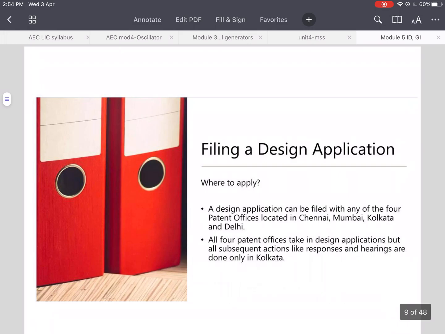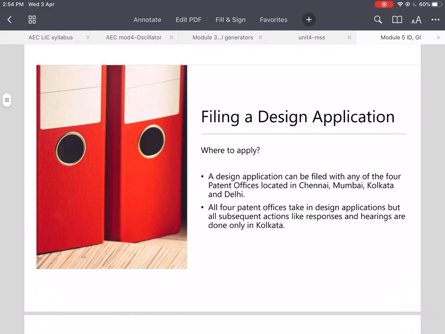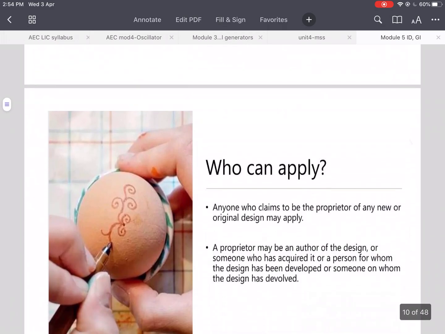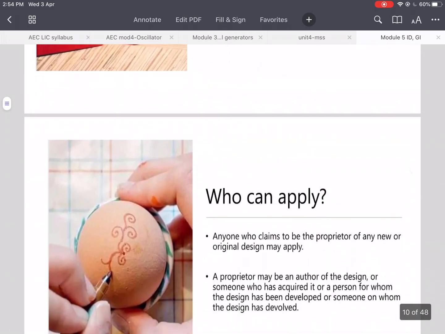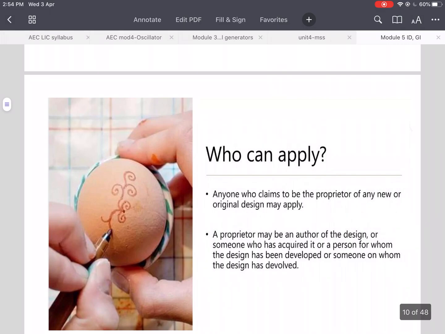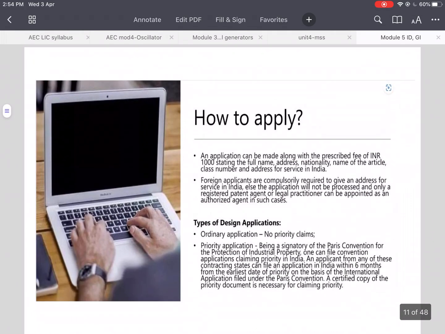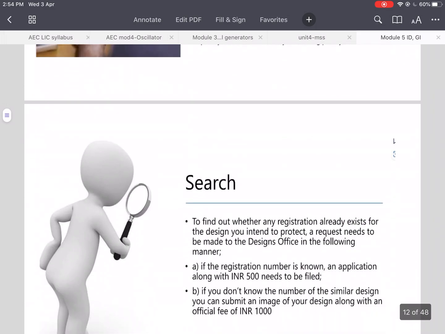What is the process? Where to apply? You have to go to an industrial design patent office located in Mumbai, Chennai, Kolkata or Delhi. Then you appear for the hearing and examination process. The applicant can be the creator of the design, or it can be a proprietary right filed by the company. Similar to a patent, it has its own process. The application process and all is much similar.